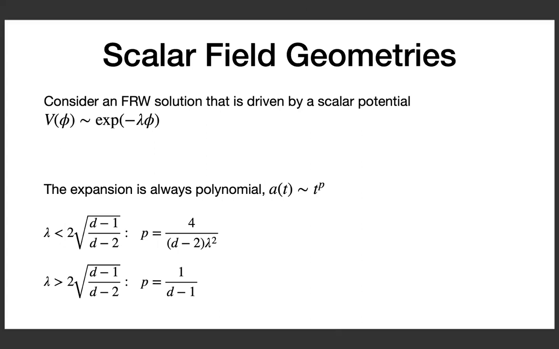Now, at the end of it, we want to relate this to a statement about scalar potentials. So let's see what the connection is here. If you have a scalar potential that goes like e to the minus lambda phi, it turns out that this will always give you a polynomial expansion. And this will turn out to be a very important feature, that there's a difference between polynomial expansion and exponential expansion. And the p here, which is the rate of this expansion, or the exponent of t, depends on the lambda here.